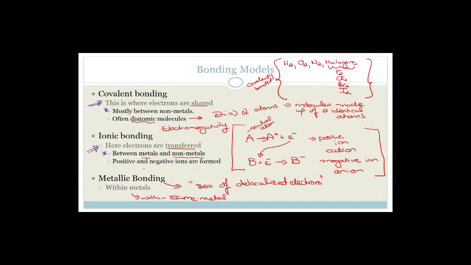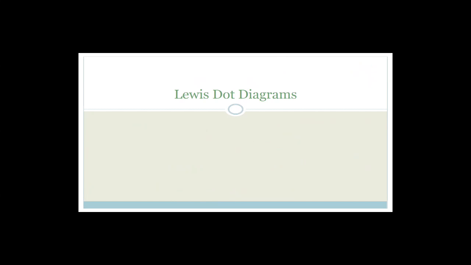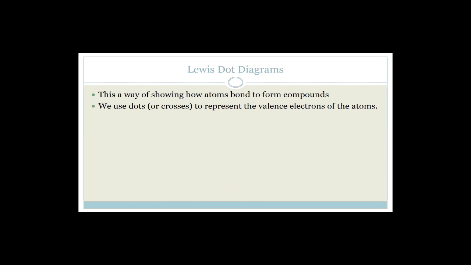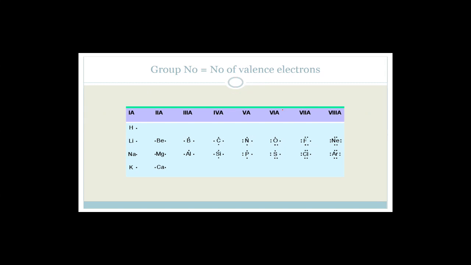Right, so before we even talk about these bonding models, we need to talk about the Lewis dot diagrams. And why is that? Because this is a way to show how atoms bond to form compounds. So it's just a way for us to represent it, okay? And it's easier to understand how things bond if you understand how the Lewis dot diagrams work. So it says we use dots or crosses to represent the valence electrons of the atoms. So let's talk about what the valence electrons are.